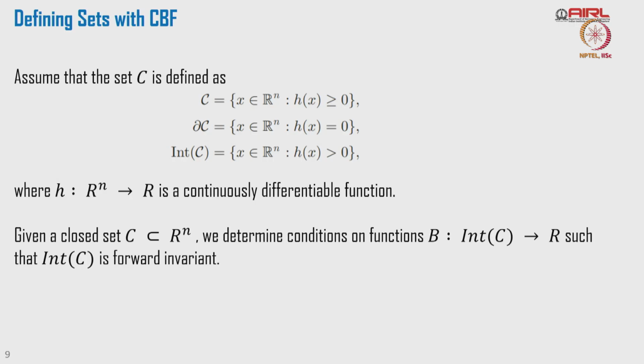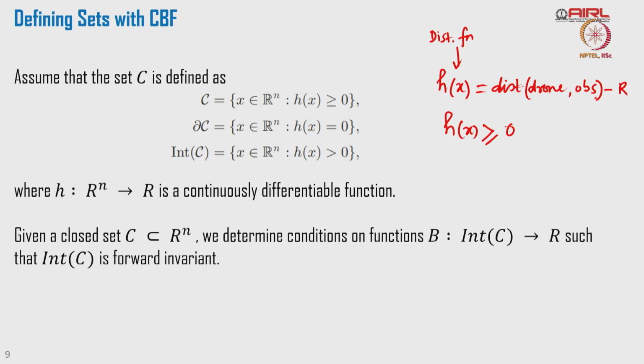Okay, fine. Now we will define sets with the control barrier function. In the previous slides we have seen that we can define a control barrier function like this. Say this is a distance function. What is it? It is the distance between the drone and the obstacle minus some safety tolerance, right? And we have also seen that when h(x) is greater than or equal to 0, we say that it is safe.